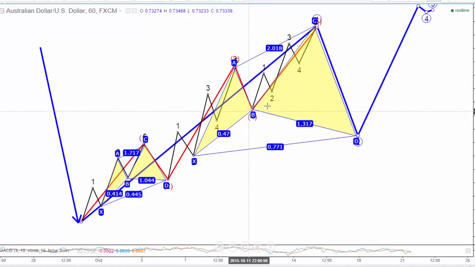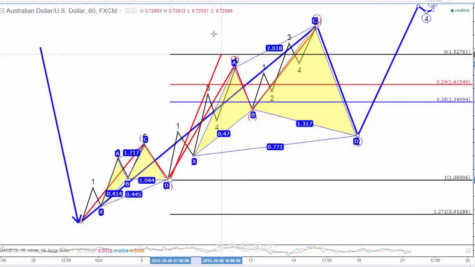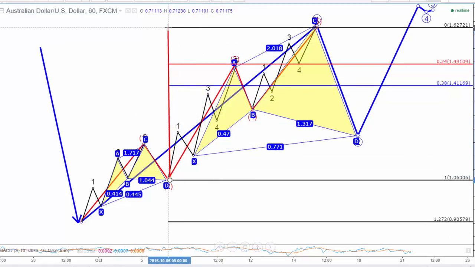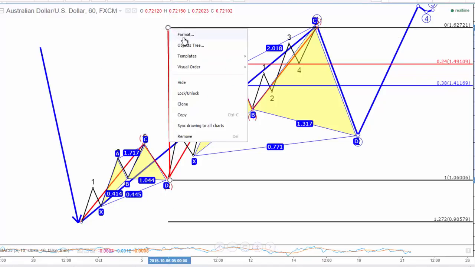What I like to do also is look at areas where the market can retrace, and what I end up doing is picking a higher low. Okay, and let me just put all my retracements in and show you.